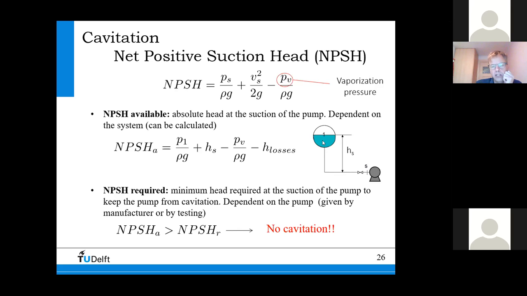Normally in such a situation, we'll also discuss it next Tuesday. We will make a calculation of the situation, but normally the pressure is defined here. So you have a pressure here, for example one atmosphere, and then you have a height here and losses here, and it gives the net positive suction head at the inlet of the pump.